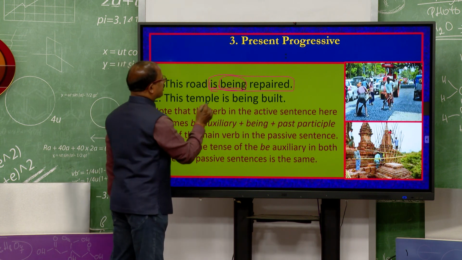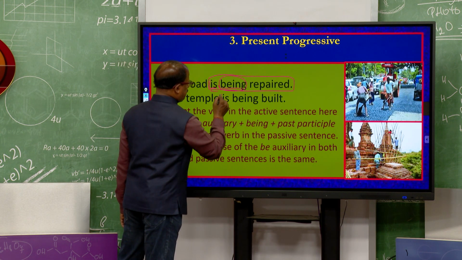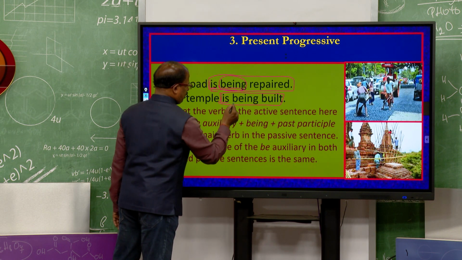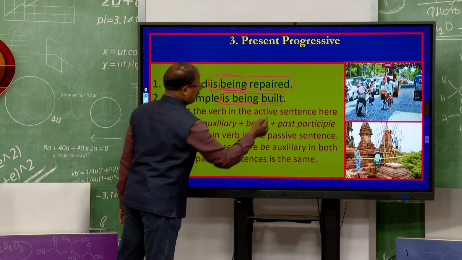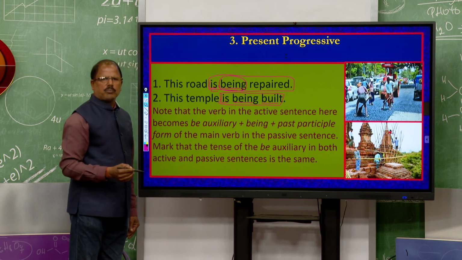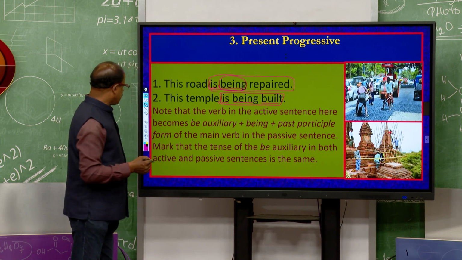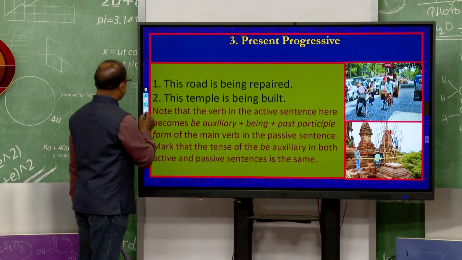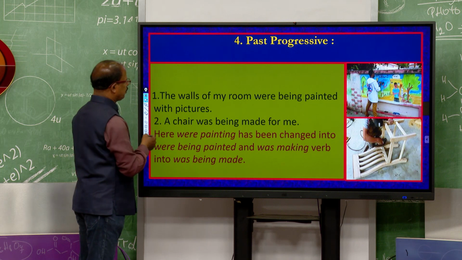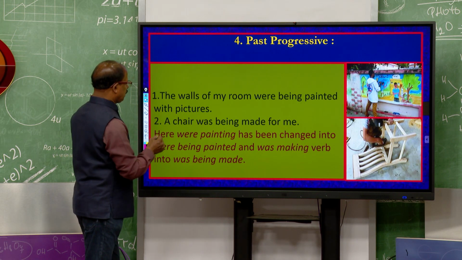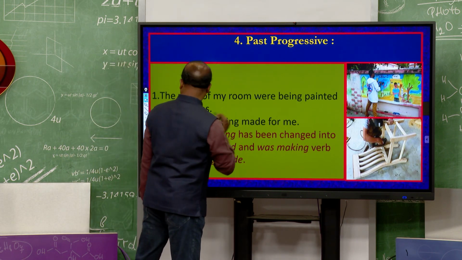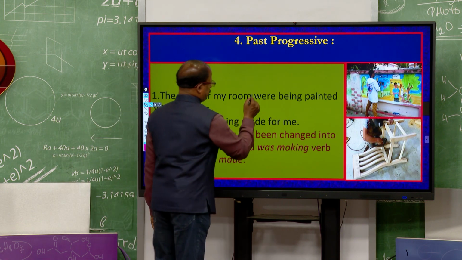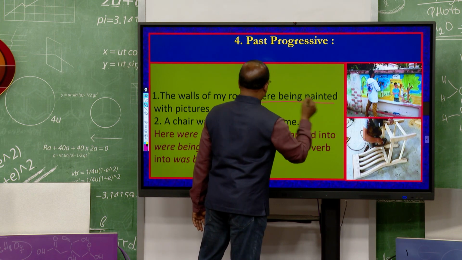And in the second sentence, this temple is being built. So, be verb plus being plus third form of the verb, this is the form of the present progressive passive sentences. Let us go to the next form, past progressive. You see, the walls of my room were being painted.